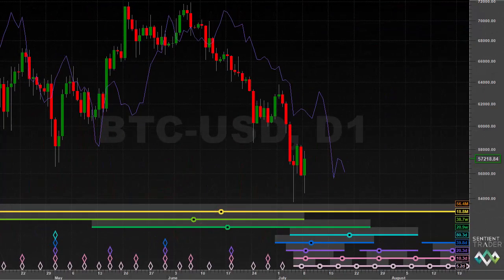Whereas we have evidence of troughs forming in other markets, Bitcoin, however, failed to form what could have been an 80-day cycle trough.